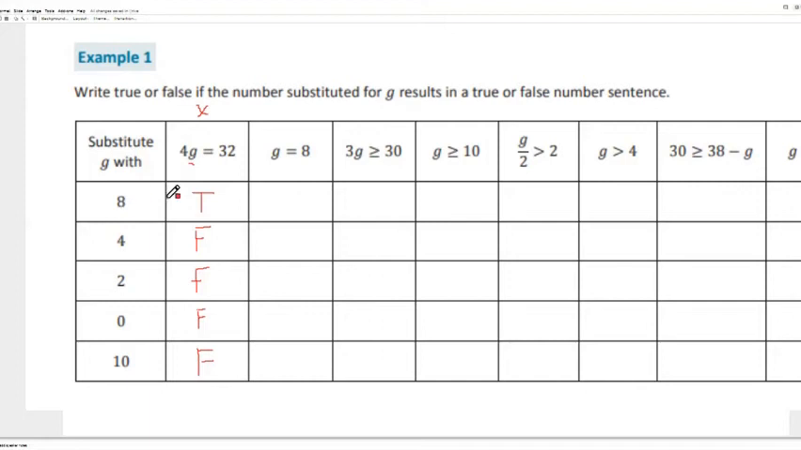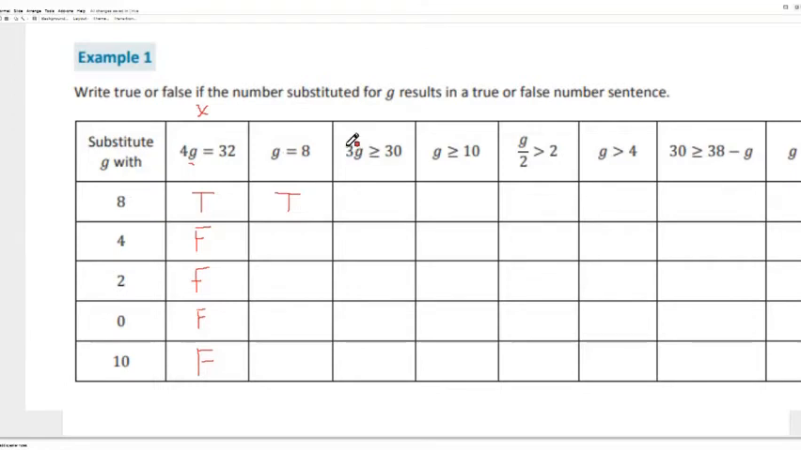Now we're going to go the other way. We're going to go through the row here, and we're going to substitute 8 in for all the different g's to see if they make sense. So if we look at this one, g is equal to 8. Well, if g is equal to 8, does 8 equal 8? Yes, so that's a true statement.